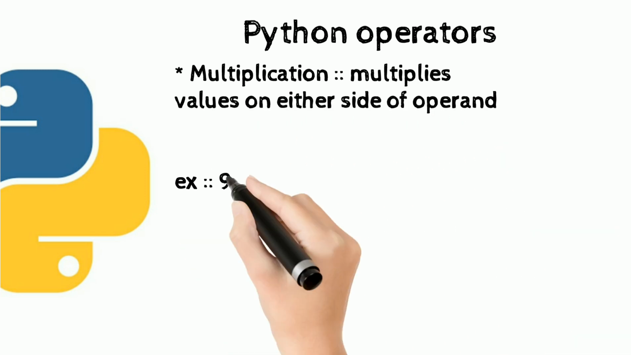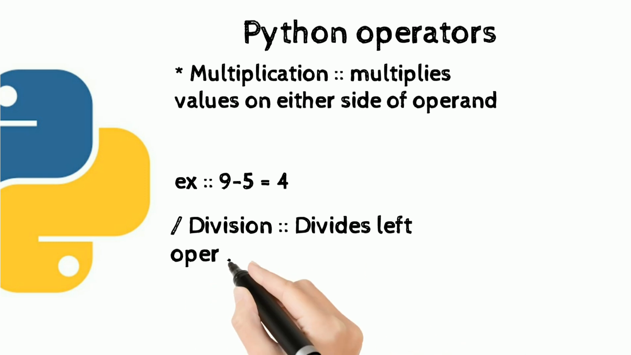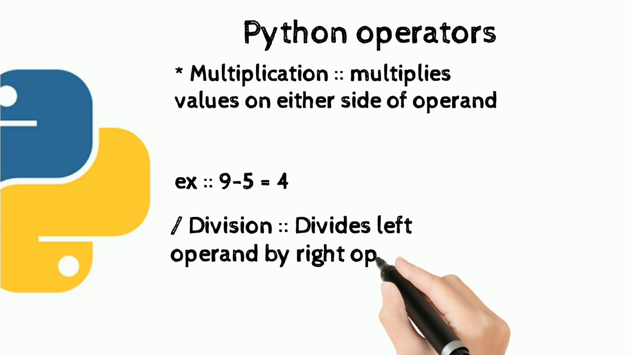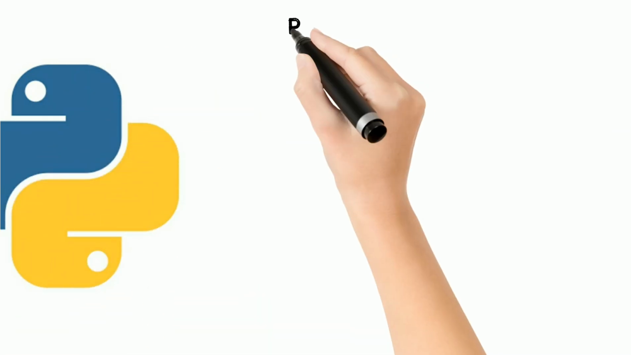And the next one, 9 by 4 is 4. Next one is division. Division divides the left operand by the right operand. Example, 9 by 3 is equal to 3. And the next one in these Python operators.